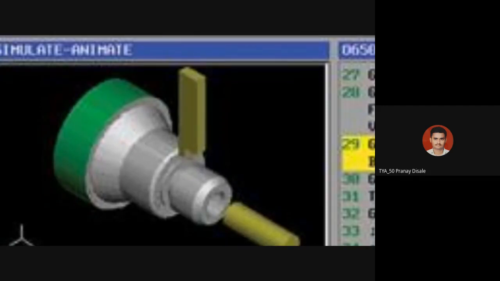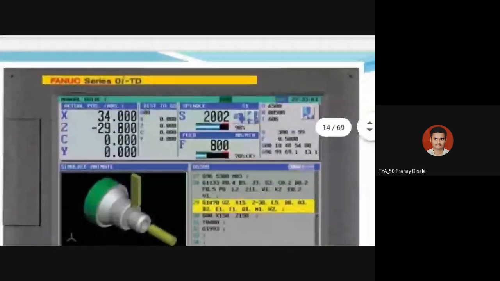After that our tool will reach from 0 to 1, and this is also our next point we will see there. Now this is the procedure. According to this program the machine will follow the instructions. This is nothing but the part program.